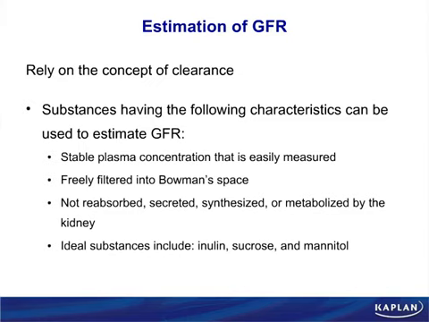Now, the ideal substances, the best substances to calculate GFR include inulin, sucrose, and mannitol. So if step 1 asks you, these are the substances that give you the best indication of GFR. These are the substances that are the gold standard for GFR. And if I calculate the clearance of inulin, that is the gold standard for GFR.